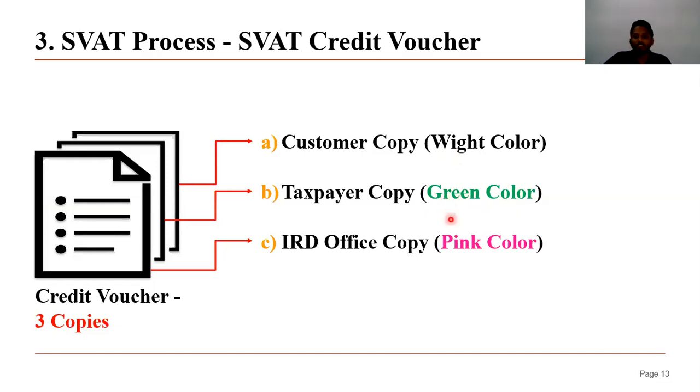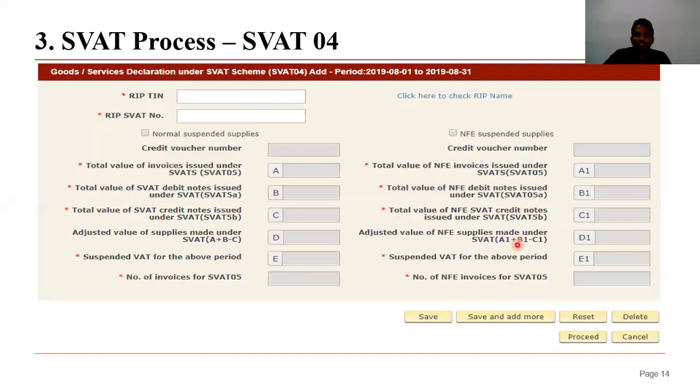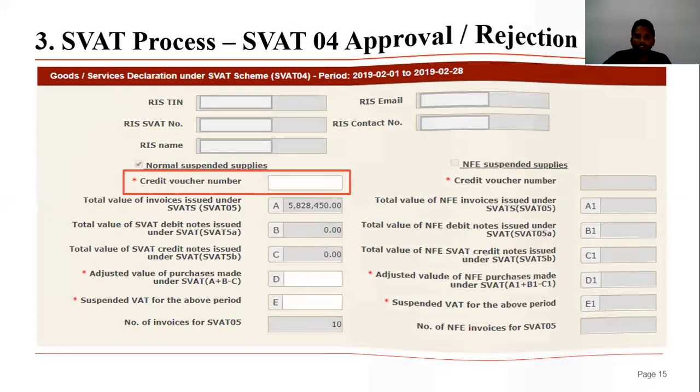And then the IRD copy you need to submit to IRD soon after you finish this book. The pink color copies you need to combine all together, 50 or 100 based on what you have. Then you need to submit to the department in order to get the next credit voucher book, right? Then this is the SVAT approval process we discussed.